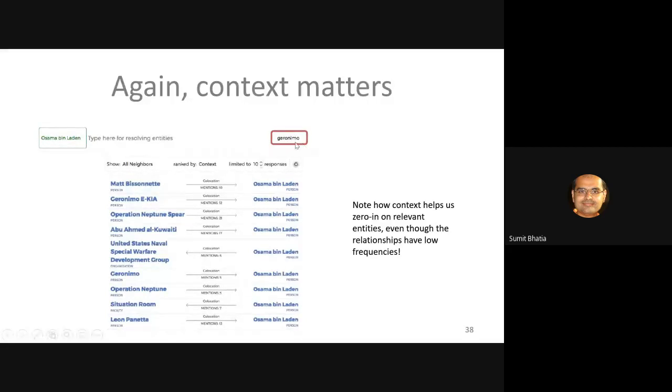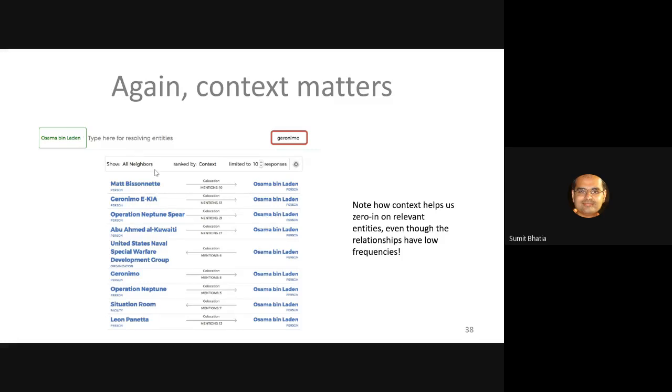So, a specific example: Osama bin Laden is the entity, the context is Geronimo. Now, you may ask, what is Geronimo? Geronimo is the name of the operation where this Osama bin Laden guy was. Okay, so this was the name of the operation. The system takes this input and tries to find entities in the graph that are useful or relevant to this specific context. So note here, the first entity found, Matt Bissonnet, is a person.